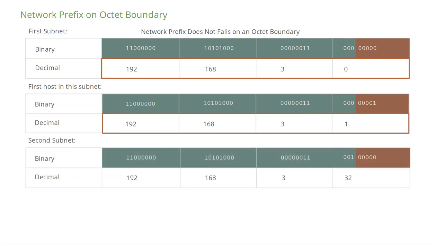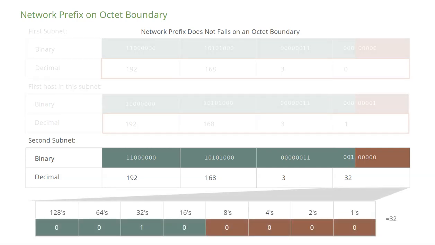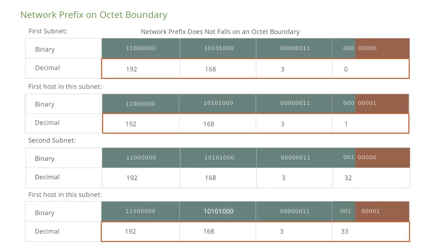The second available subnet is 192.168.3.32, where the far right bit in the subnet portion is turned on. The powers of 2 table on screen shows you how the bits in the last octet now add up to 32. The first host address in this subnet then is 192.168.3.33. Now this host address looks very different, and here is where the purpose of the mask really becomes clear. If the network prefix does not fall on an octet boundary, it is impossible to determine the actual subnet number without the mask.